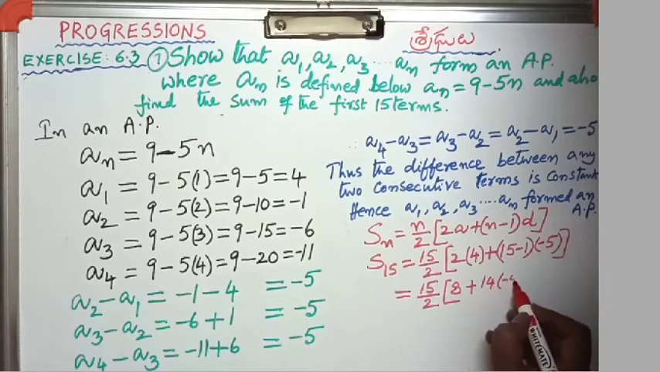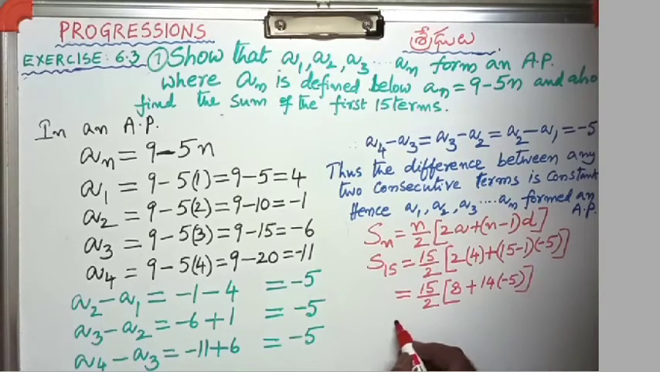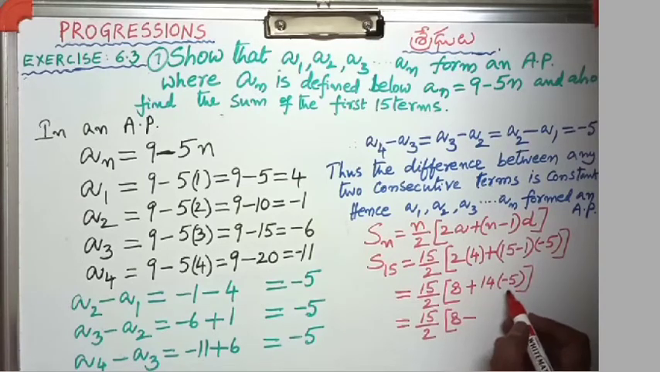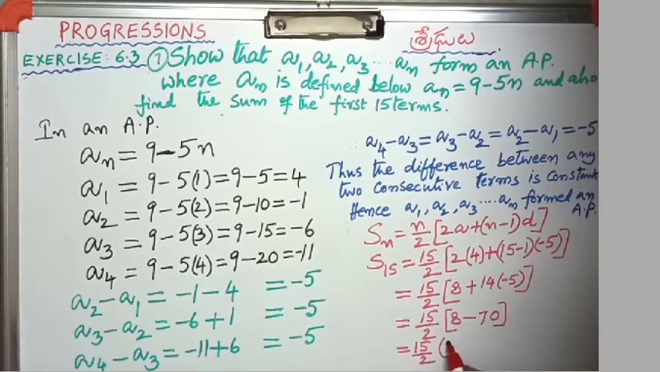14 into minus 5. So again do the simplification. 15 by 2, so 8 plus minus 5 14s are 70, so 8 minus 70, 62. That equal to 15 by 2 into minus 62... 15 by 2 into minus 31.